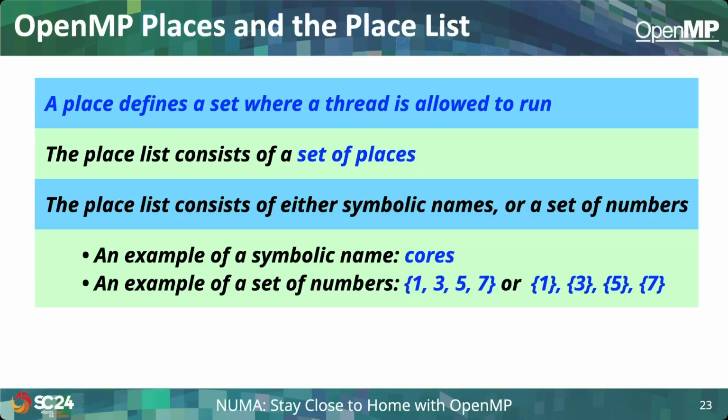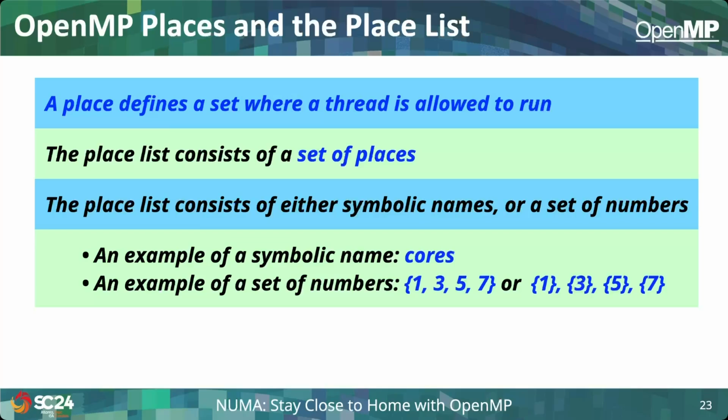In OpenMP, it's all about the places. A place is a set, so it can have one or more elements, and those elements define where a thread is allowed to run. You define a place and you tell the system, this is where I would like you to schedule my threads. And then you build a list, the list of places, and that's called the place list. And that place list consists of either symbolic names or a set of numbers. You can mix it. An example of such a symbolic name is cores. That means I want to use all the cores as a scheduling target for my threads.